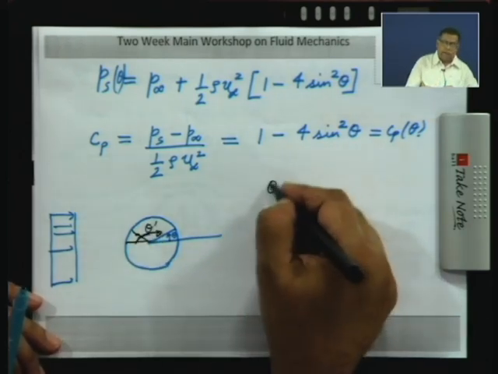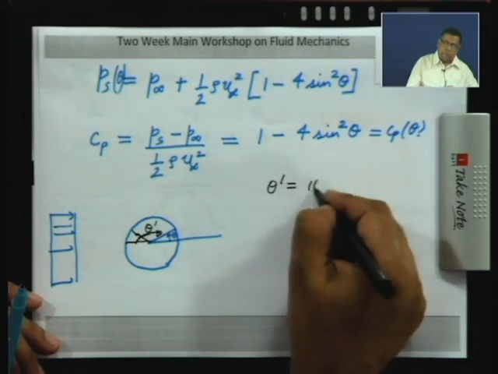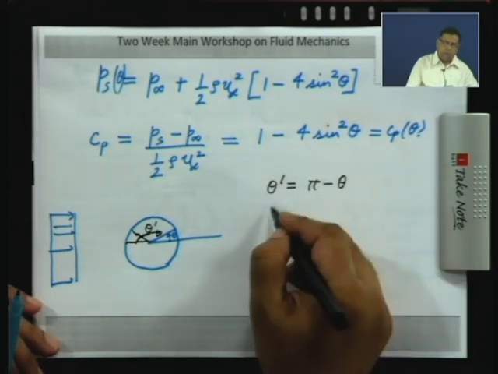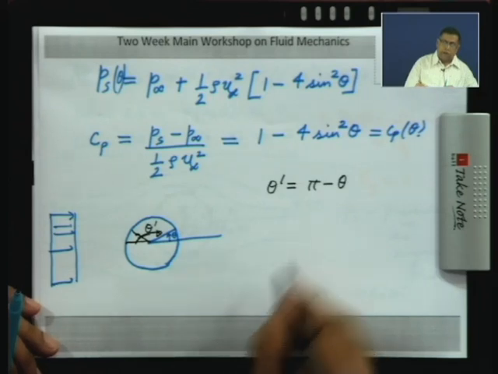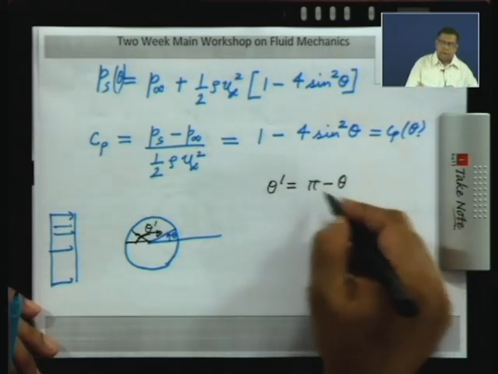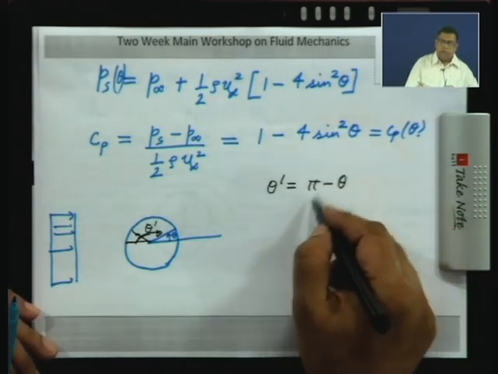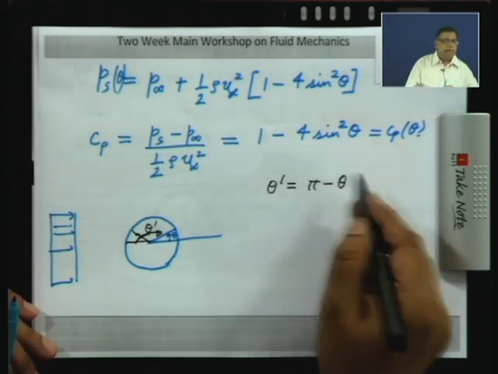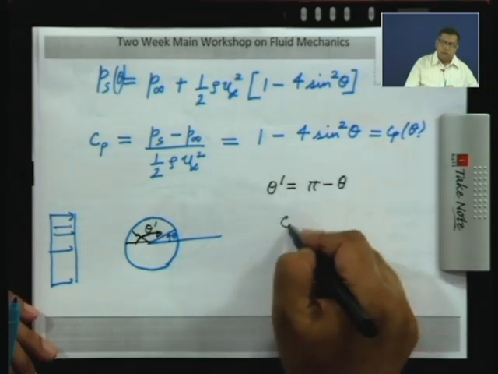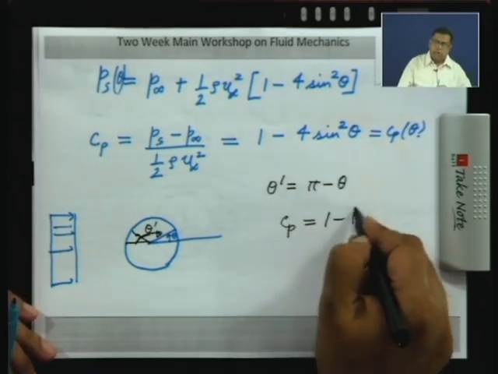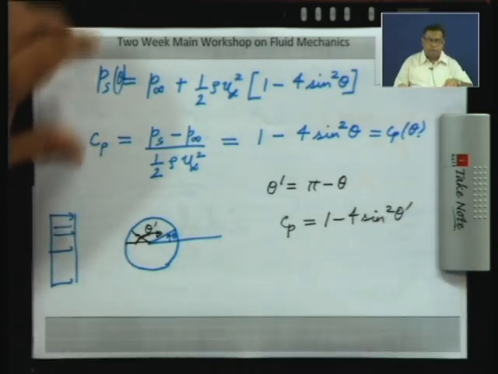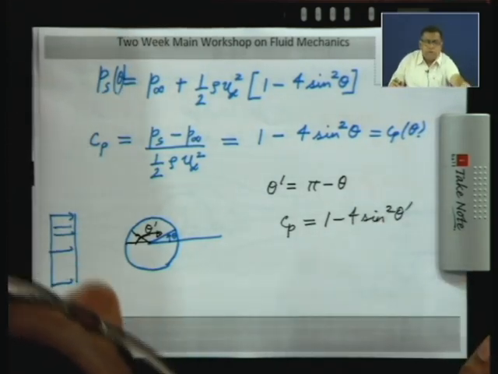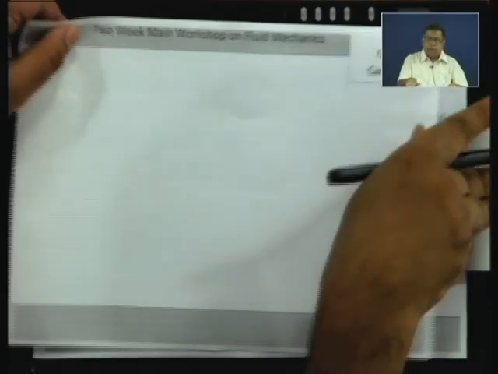So, if we define theta prime to be pi minus theta, this is the angle measured from the forward stagnation point, then you can express C p as a function of theta prime. Now, sin of pi minus theta is the same as sin theta. So, C p is also equal to 1 minus 4 sin square theta prime. So, I will plot C p versus theta prime and then we will have a break.